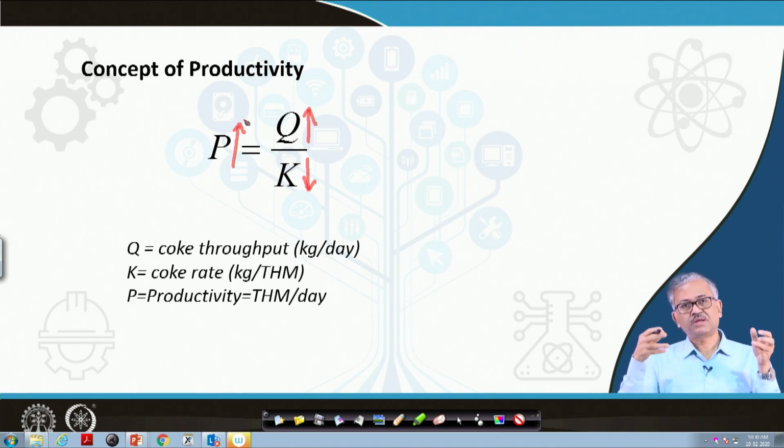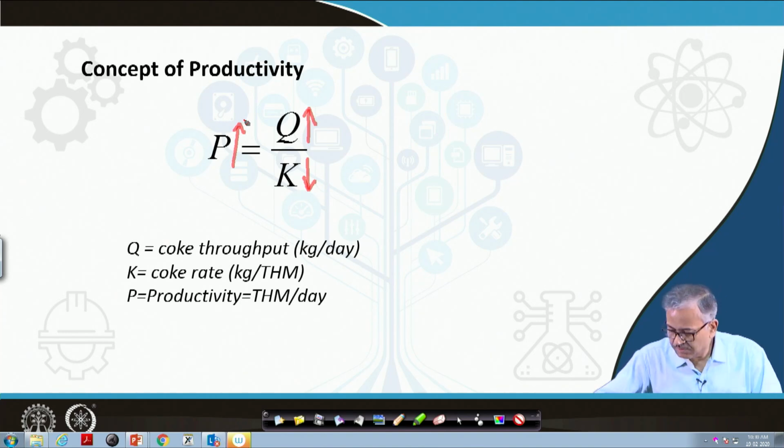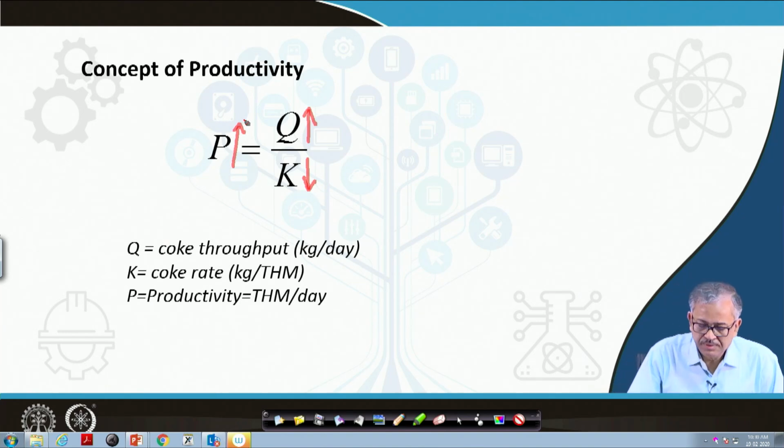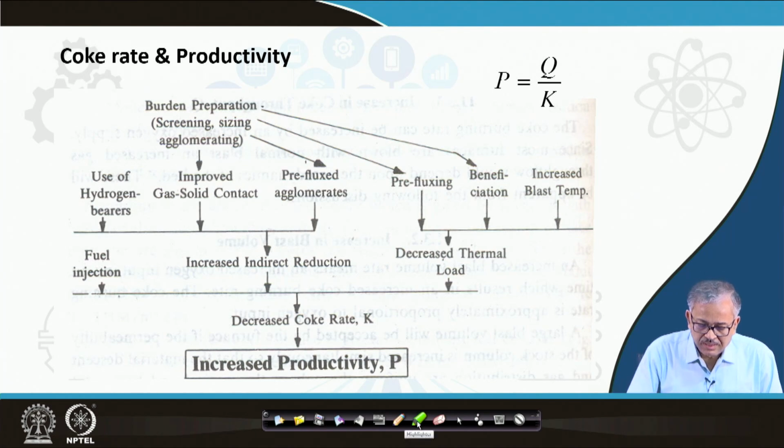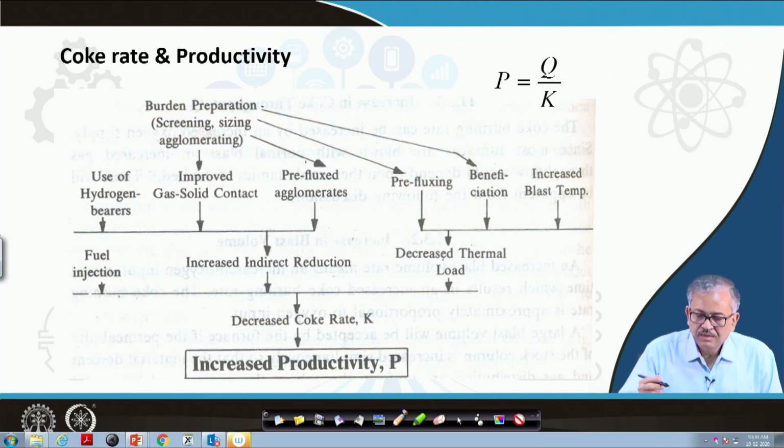Now let us see what parameters affect the coke throughput in the blast furnace, and the coke rate K, which I have to reduce. I will come to that in the next slides. Now see the coke rate and productivity. P is equal to Q by K, as I said. If I can decrease K, I can increase P. This is what I am going to do.